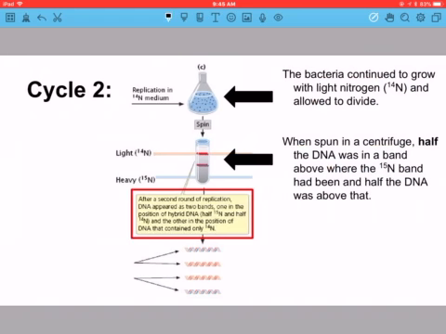So they went on to do more. And bacteria were allowed to continue to grow in the lighter N14 nitrogen for another generation. So this is going to now be an analysis of the second generation. A sample of cells were collected, and after the DNA was isolated and centrifuged, two distinct density bands were evident in the tubes. One band at N14, lighter, matching what was in the media, and then another band in between N14 and N15.